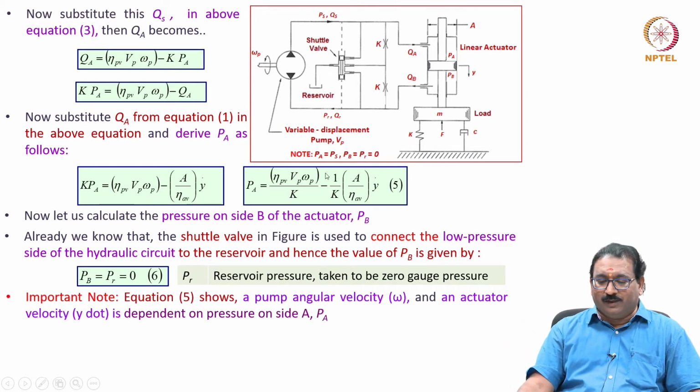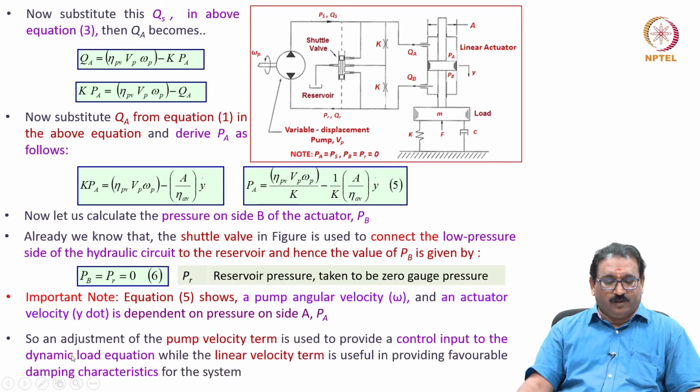Important note here: you will see from equation 5, the PA equation, that the pump angular velocity omega and the actuator velocity y dot are dependent on the pressure at side A. So, an adjustment of the pump velocity term is used to provide a control input to the dynamic load equation, while the linear velocity term is useful in providing favorable damping characteristics of the system.